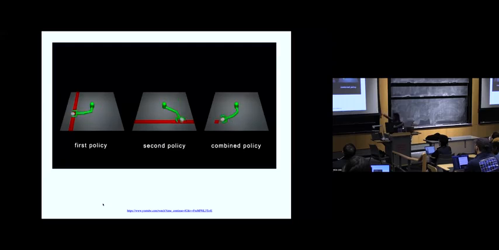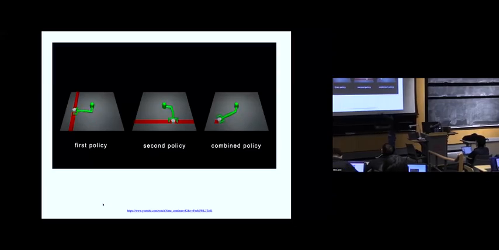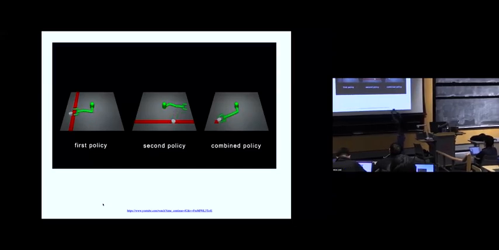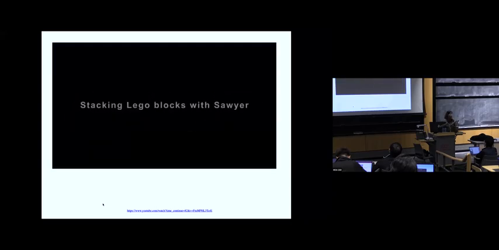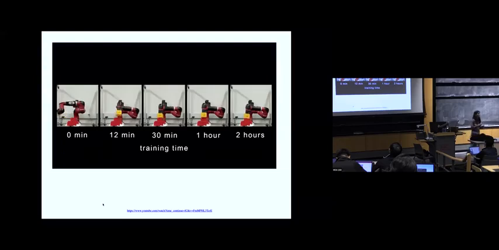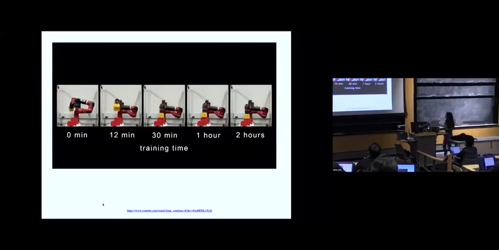So the first policy is trained to put the white cylinder across that vertical red line, the second along that horizontal line, and the combined policy, which is never trained jointly across more constraints, is able to put them in the combination of the two constraints, okay? So you just train the two policies and the third comes for free for you, okay? You don't need to recompute.